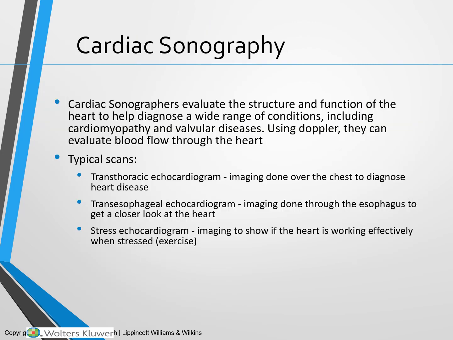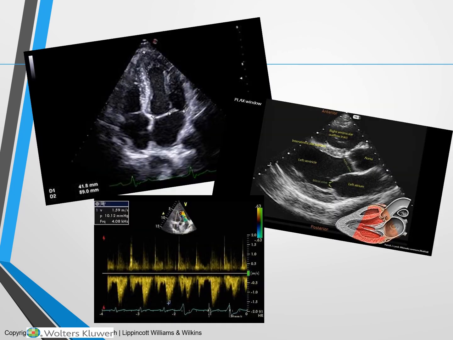Cardiac sonographers evaluate the structure and function of the heart to help diagnose a wide range of conditions, including cardiomyopathy and valvular diseases. Using Doppler, they can evaluate blood flow through the heart. Typical types of scans that a cardiac sonographer would perform would be a transthoracic echocardiogram, a transesophageal echocardiogram, and then a stress echocardiogram. Here are some typical images that may be created by a cardiac sonographer.